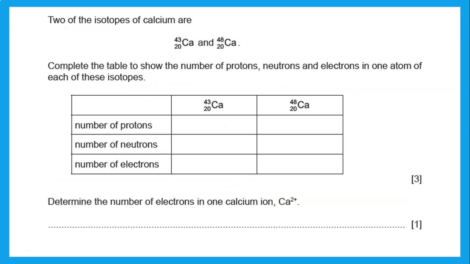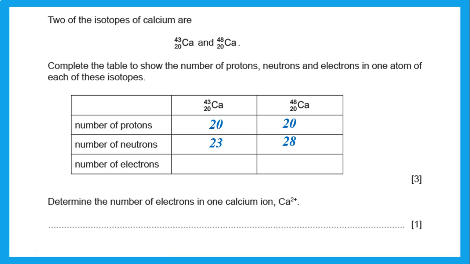What about this one? We have 2 isotopes of calcium. Complete the table to show the number of protons, neutrons, electrons in each of them. Of course, if both of them are isotopes of calcium, that means their atomic number is 20. And that means number of protons for each of them is the same, 20. Number of neutrons, we said the number of neutrons is the big number minus the small number. So this one has 23 neutrons. The other one, 48 minus 20, that is 28 neutrons.